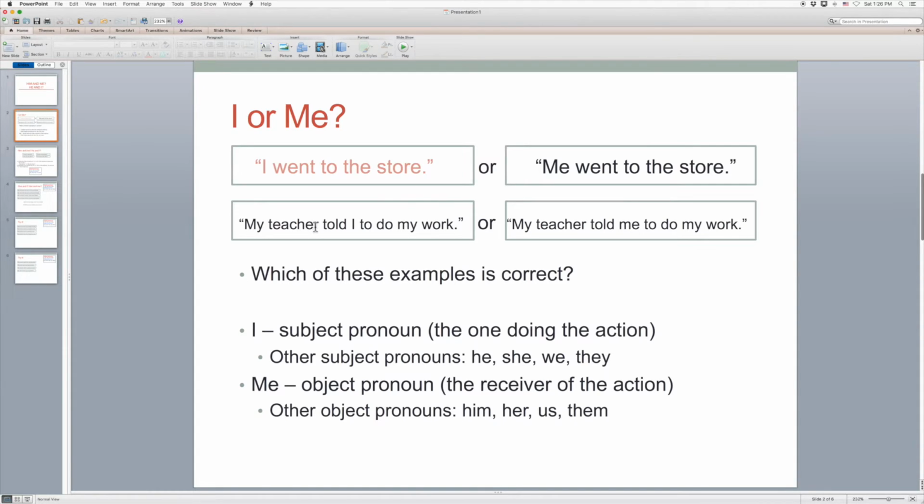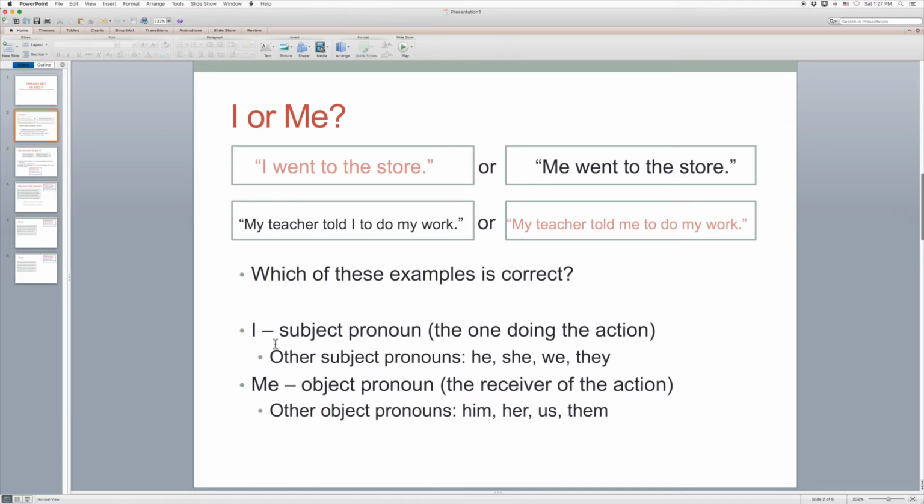In this case, your teacher is the one doing the action. Your teacher is the one telling you. So you are actually the receiver of the action. You're being told to do something. So in this case, my teacher told me to do my work is the correct choice.